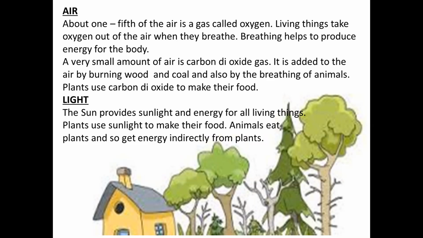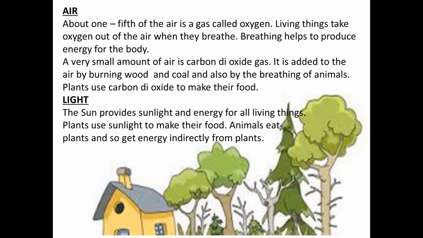We get carbon dioxide when we burn wood and coal. Coal is also a type of wood, I think all of you know, and carbon dioxide also comes from the breathing of animals. Plants use this carbon dioxide to make their food. After the process of photosynthesis, the plants not only give us food, but they also provide us oxygen.